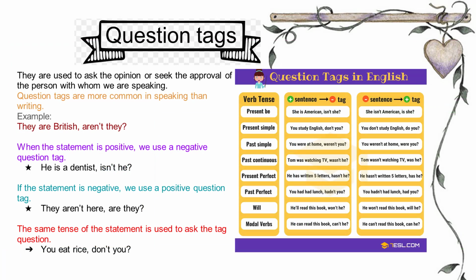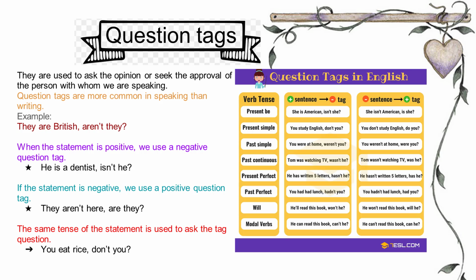Question tags are used to ask the opinion or seek the approval of the person with whom we are speaking. This is more common in speaking than writing. For example, they are British, aren't they? Someone asks if they are British, which means that he wants to confirm that information.